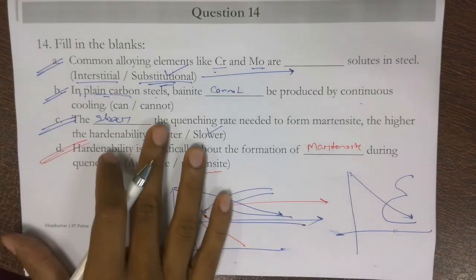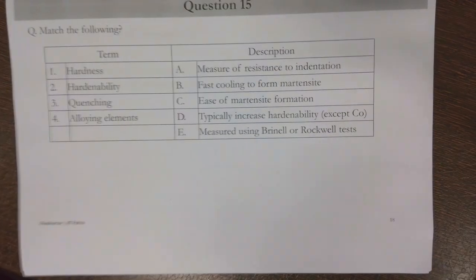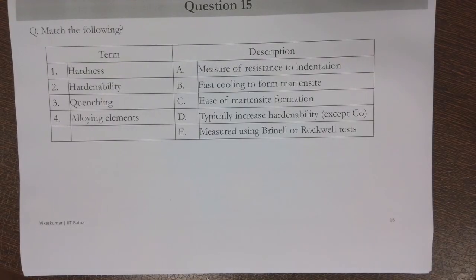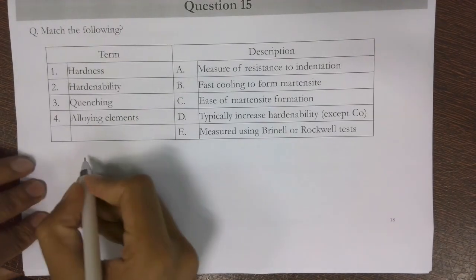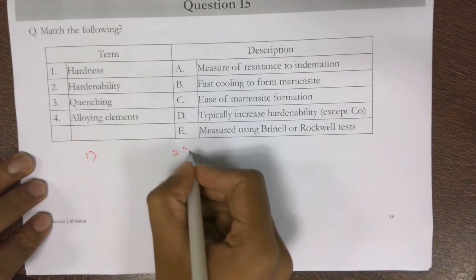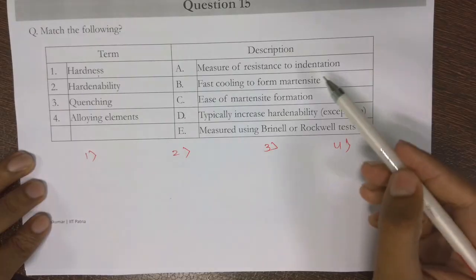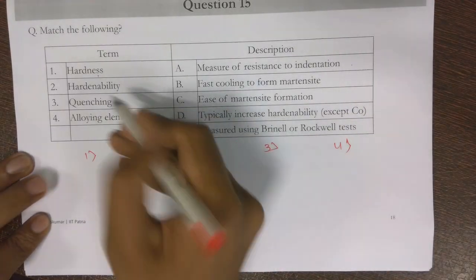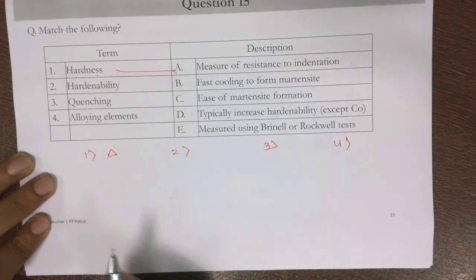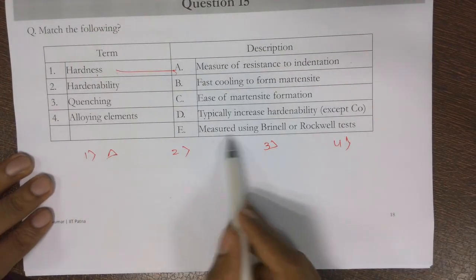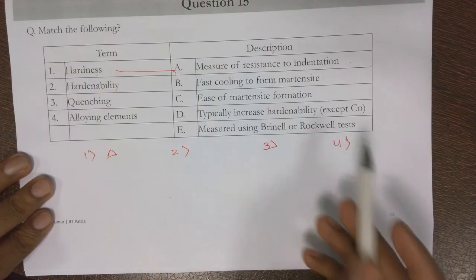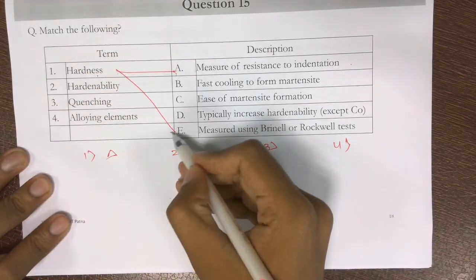Let's go to the next question, question number 15. Match the following. Hardness. It's very easy. It's basic material science, right? Hardness, a measure of the resistance to indentation. That is correct. Option A is the right answer. Also, we can measure it using the Brinell and the Rockwell test, right? So hardness can be measured with this.